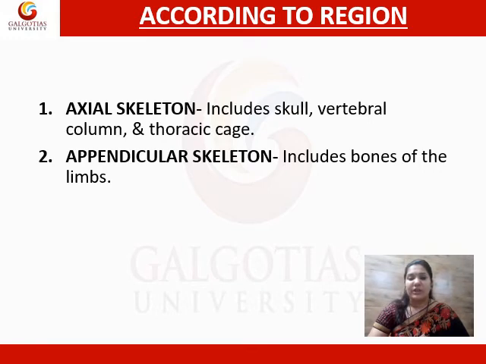Now, according to region. According to region, the bone is classified into two different types, that is axial skeleton and appendicular skeleton. The axial skeleton includes the skull bones, vertebral column bones, and the thoracic cage, the ribs and the sternum. Whereas the appendicular skeleton includes bones of the upper limb, lower limb, shoulder, and hip bones.